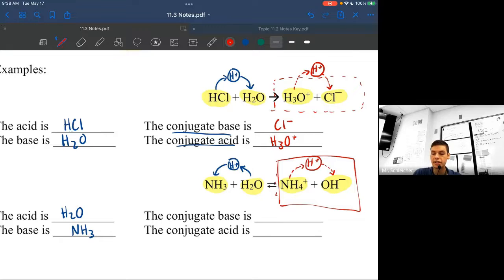what do you think the conjugate base is? What's accepting the proton? OH minus. The conjugate base is OH minus, which means the conjugate acid has to be this NH4 with that plus charge.